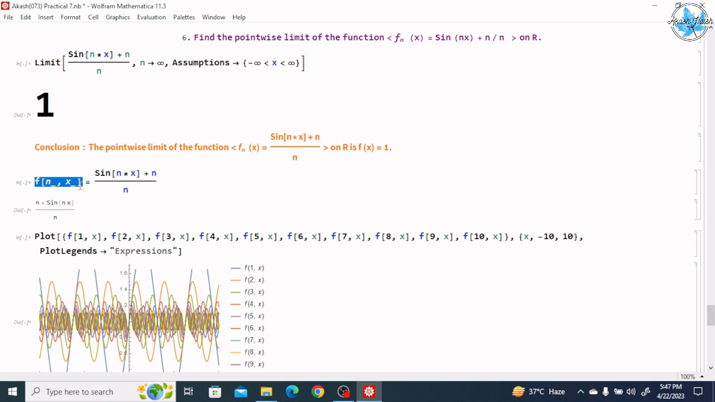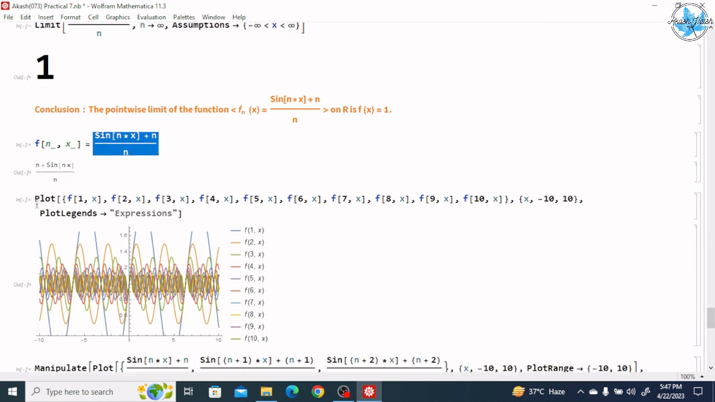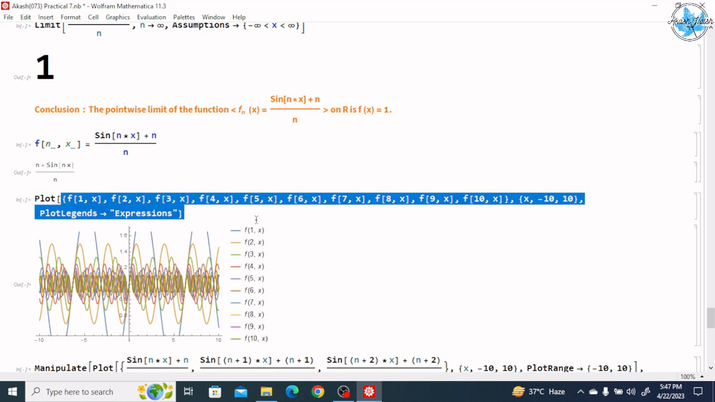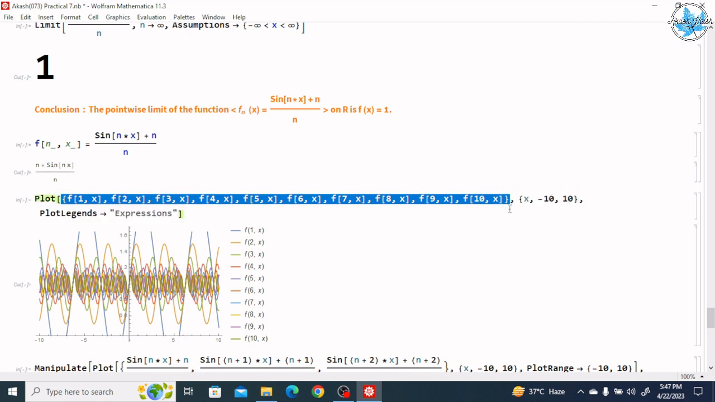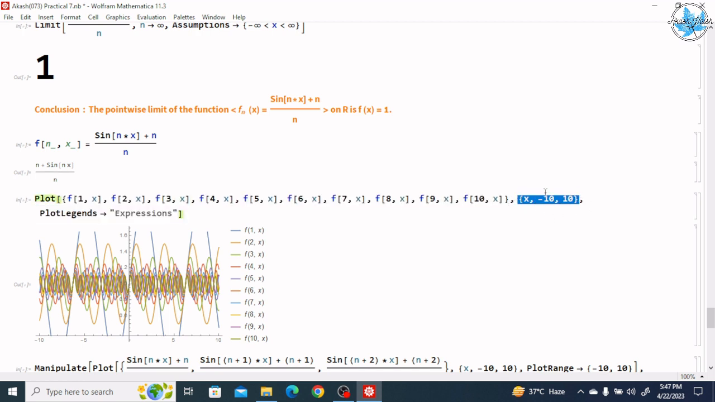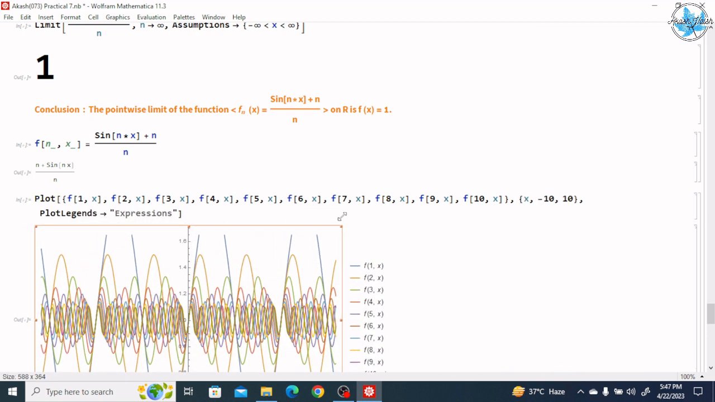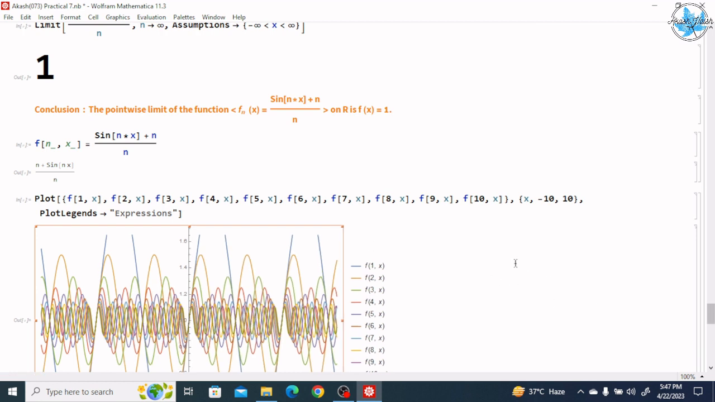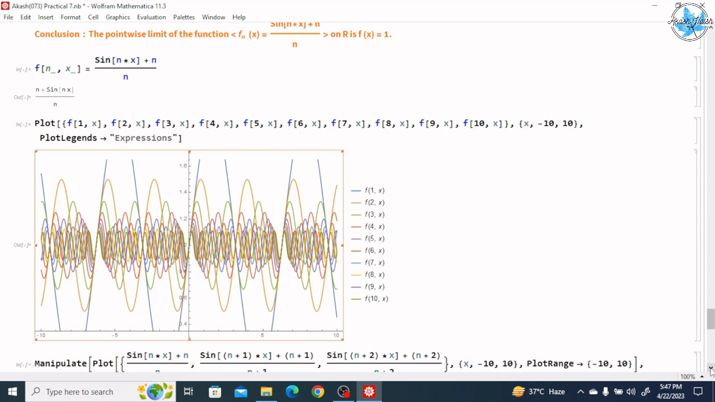So we define the function f[n_, x_] equals sin(nx) plus n, upon n. Then give the Plot command to draw the graph. In the plot, vary your value of n, that is f1x, f2x, up to f10x. So I have taken up to 10. Then x is varying from minus 10 to 10. You can take any value because it is lying between minus infinity and infinity. Then give the PlotLegends expression, and after that you can see the graph of the function to be like this. So in the graph you can see it is converging on 1.